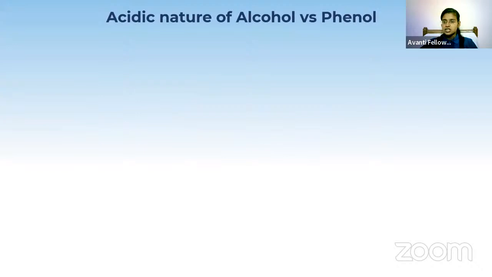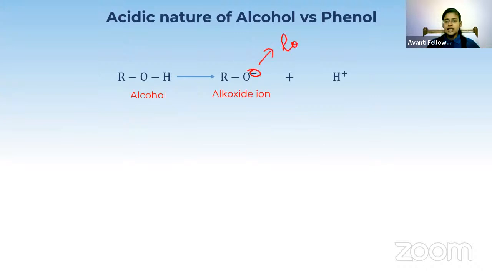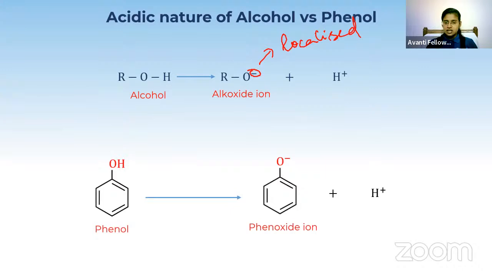other alcohols. So in case of alcohol, if H plus is coming out from alcohol, we are getting RO minus ion, right? Alkoxide ion. And here the negative charge is localized only on oxygen. But if you take phenol and form the phenoxide ion, this negative charge is getting delocalized over the entire ring, right? We also studied that it is more stable due to resonance and this reaction is more favorable.